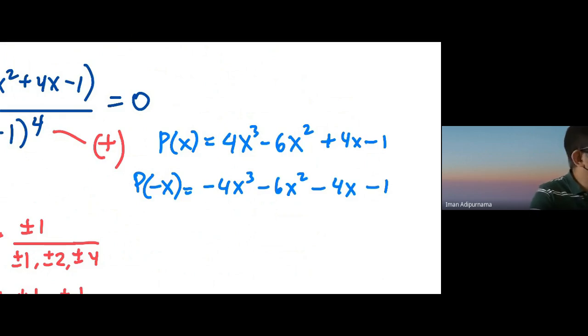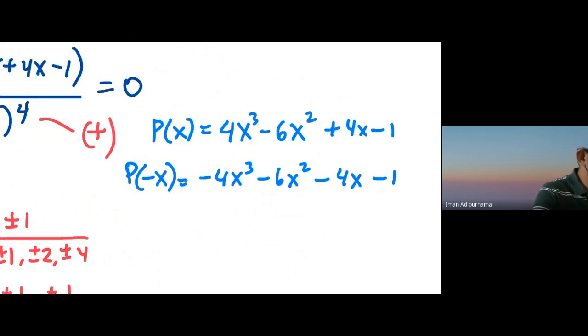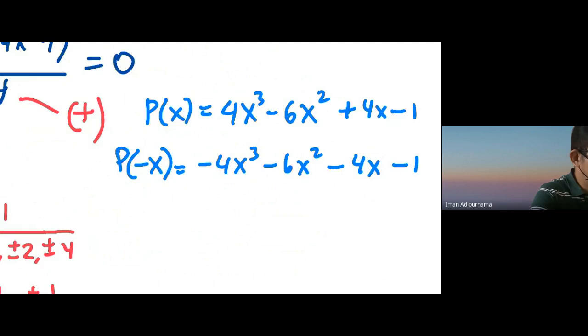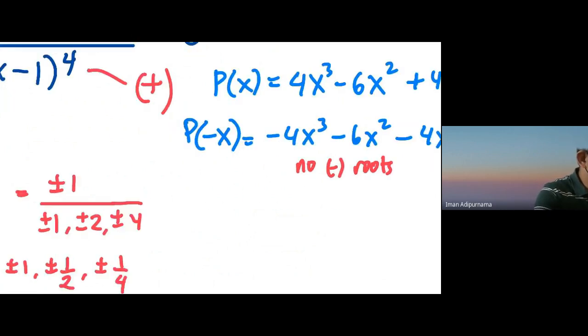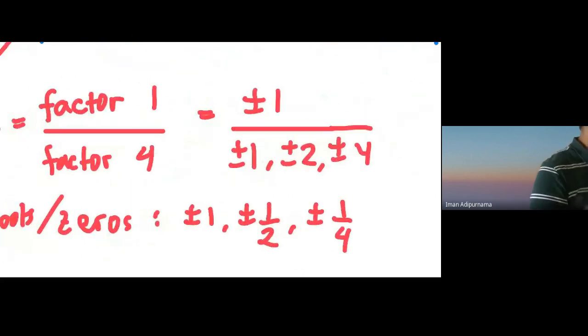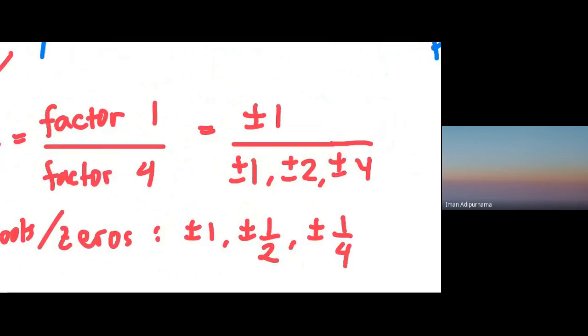If you see all negative signs like this, there is no change in the signs, right? We can say that there will be no negative roots. So from our possible roots here, we can just check the positive ones, because that will be our root. Trust me. We can skip the negative ones. So we check 1, half, and 1/4.